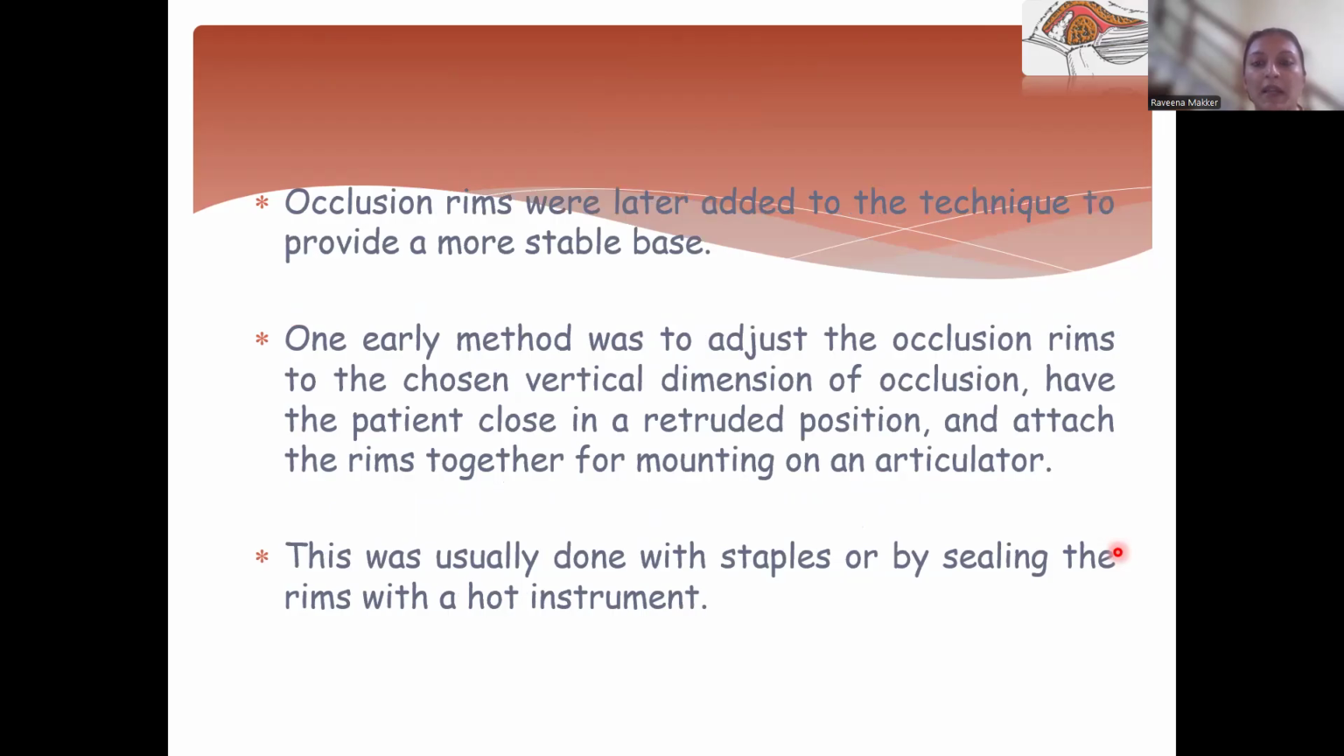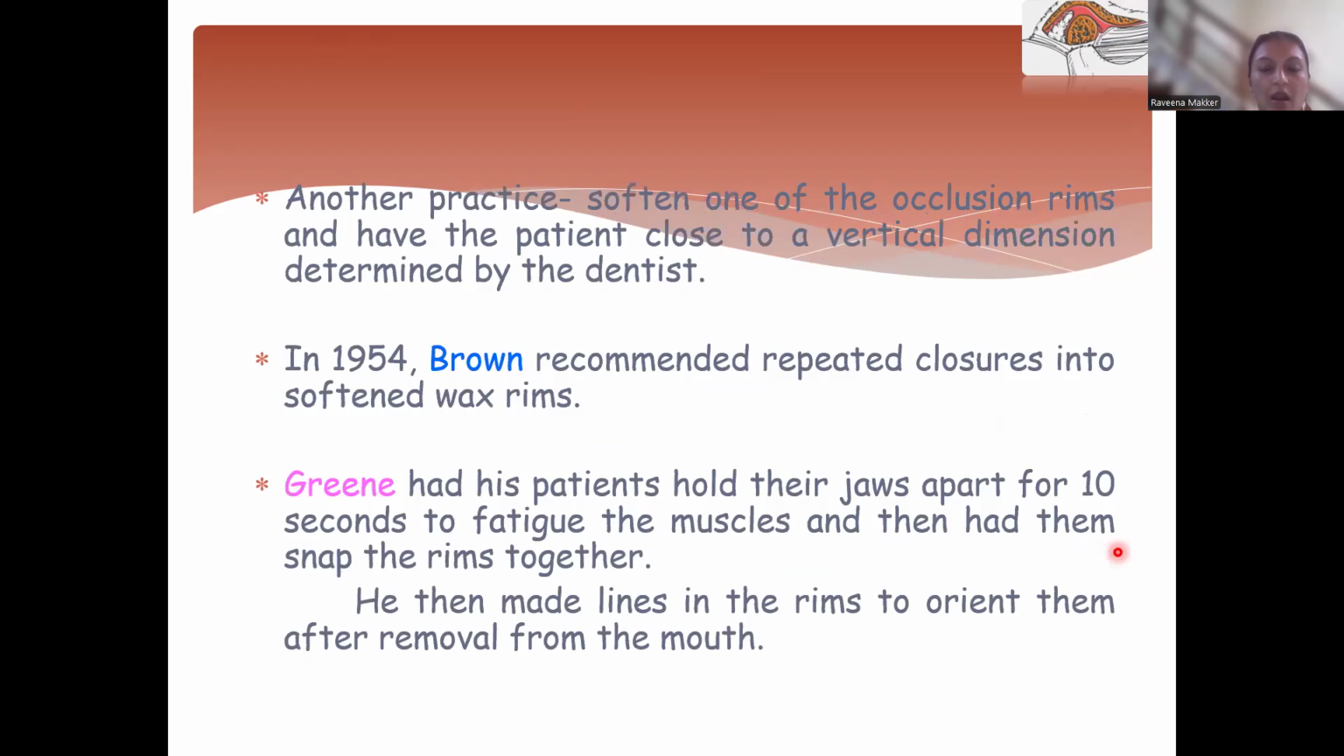Now, occlusal rims were later added to the technique to provide a more stable base. One early method was to adjust the occlusal rims to the chosen vertical dimension of occlusion, have the patient close in a retruded position, and attach the rims together for mounting on an articulator. Now, this was done usually with staples or by sealing the rims with a hot instrument. Another practice was to soften one of the occlusal rims and have the patient close to a vertical dimension determined by the dentist. Now, in 1954, Brown recommended repeated closures into softened wax rims.